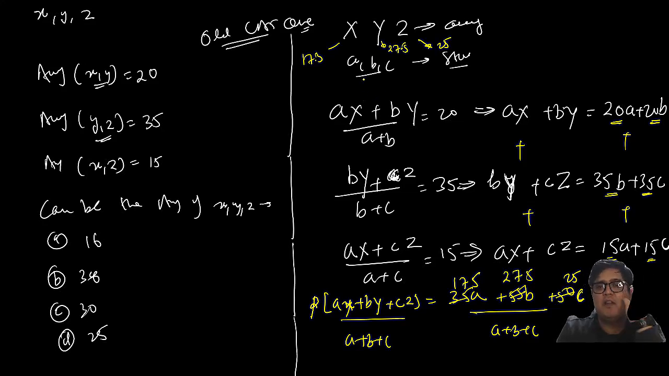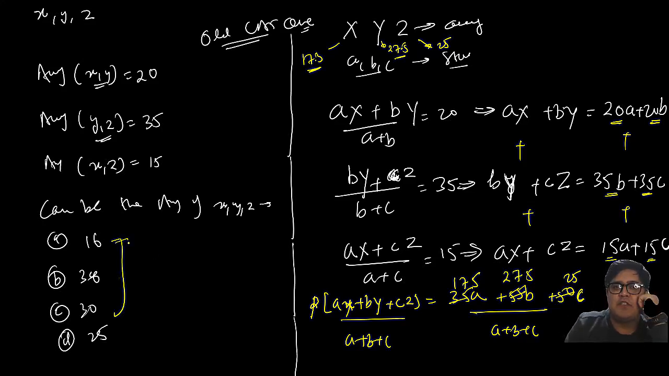And you understand the overall average of the mixture is always between the upper and the lower limit. What is the lower limit? 17.5. What is the upper limit? 27.5. Out of these options, which are among the upper and lower limits? This is the only one.